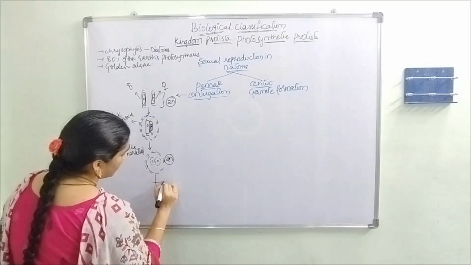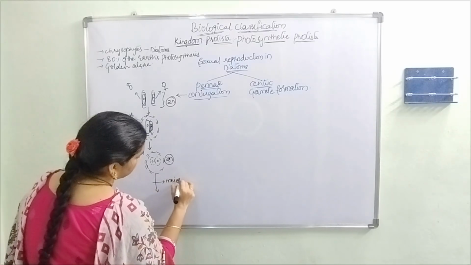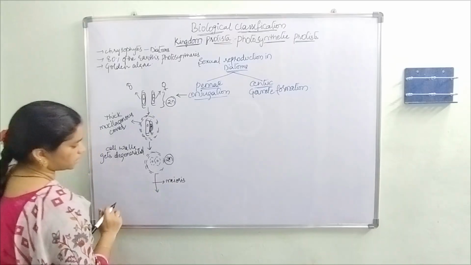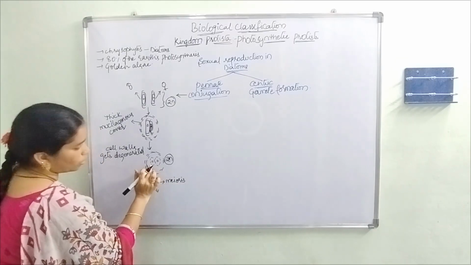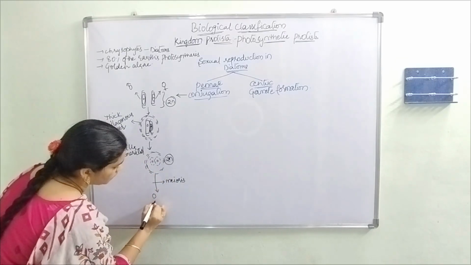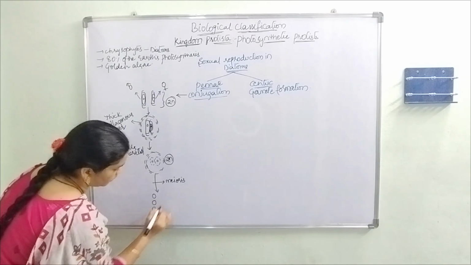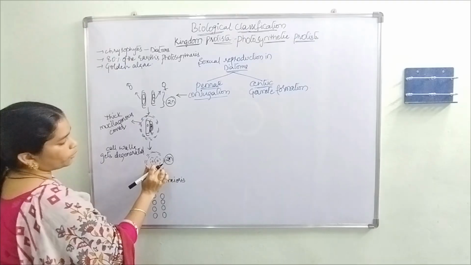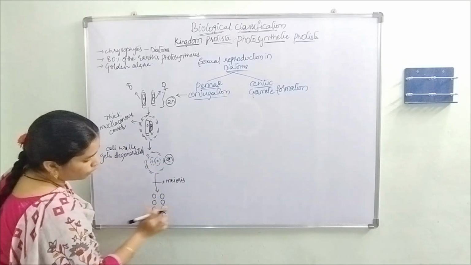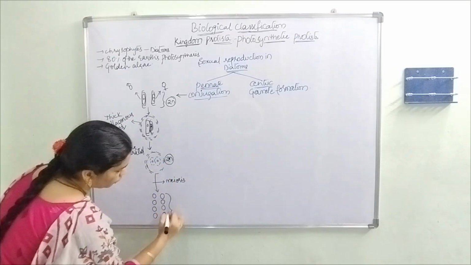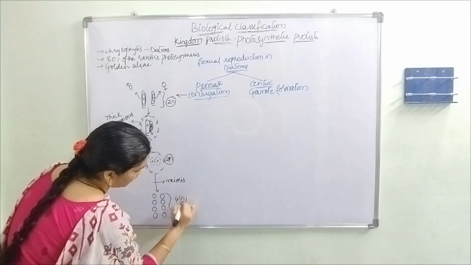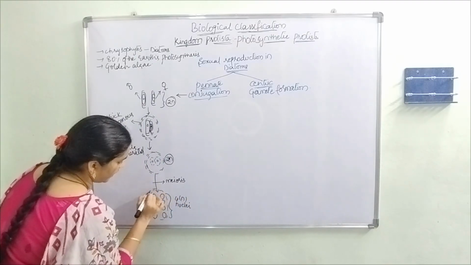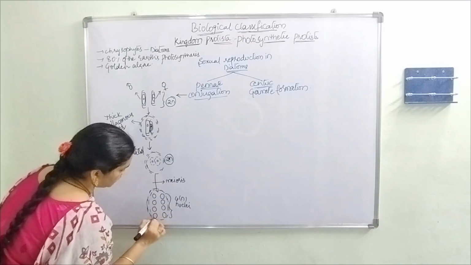Now they undergo meiosis. Both of these diploid nuclei undergo meiosis, and meiosis of one diploid nucleus yields 4 haploid nuclei. So both of the diploid nuclei yield 4 plus 4 haploid nuclei, and still they are covered by a thick mucilaginous sheath.